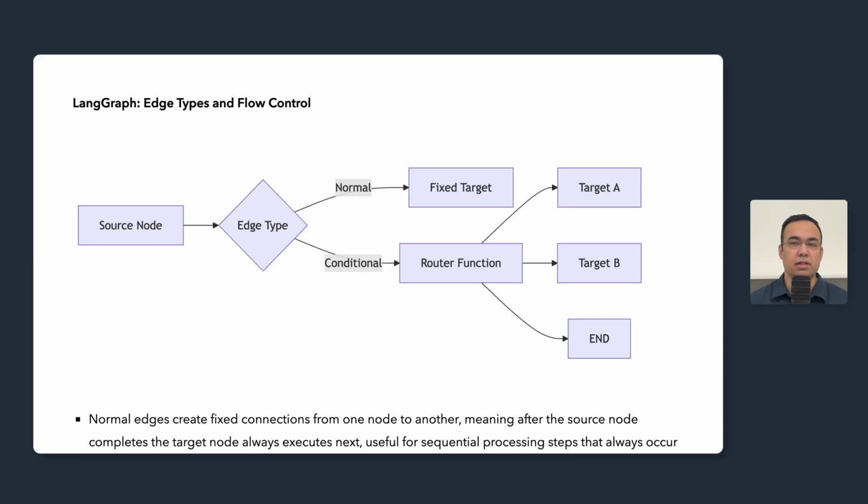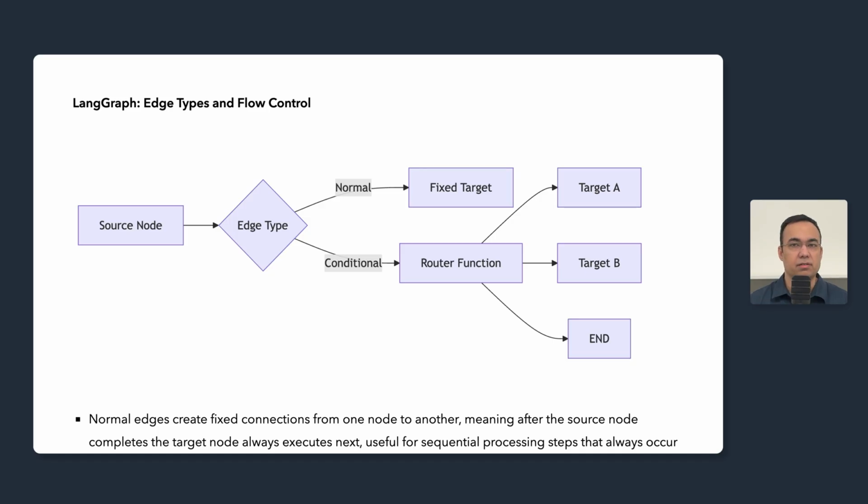Second, we have conditional edges, and this is where things get really powerful. Conditional edges introduce branching by calling what's called a router function. This router function examines the current state and returns the name of the next node to execute. The router receives the same state object as regular nodes, but instead of returning state updates, it returns a string that identifies which node should run next. This allows you to build complex decision trees, error handling paths, and iterative loops all within the same graph structure.